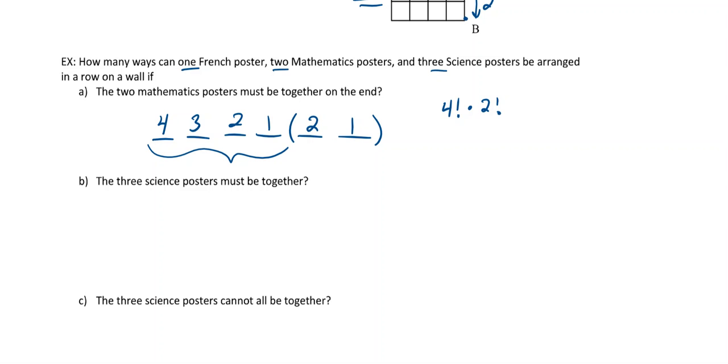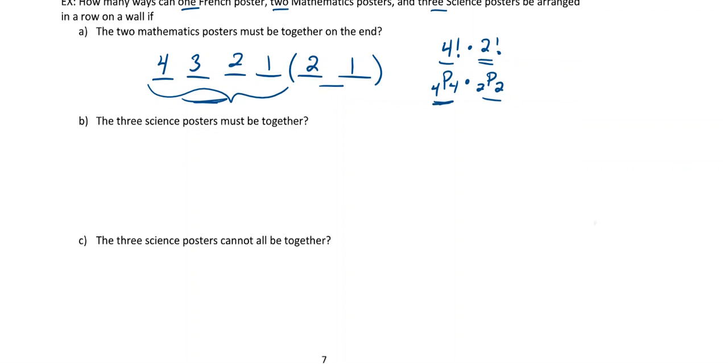Or while we're at it, let's get good with the permutation notation there. This would be the same thing as, of the 4 posters, we're going to pick 4 of them, and multiply that by, of these 2 posters, we're going to pick 2 of them, right? You guys see how those are the same? Factorials and then a permutation with everything in it, they end up being exactly the same, right? Okay.